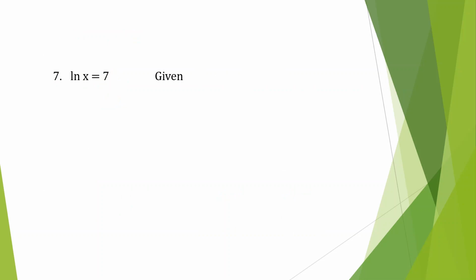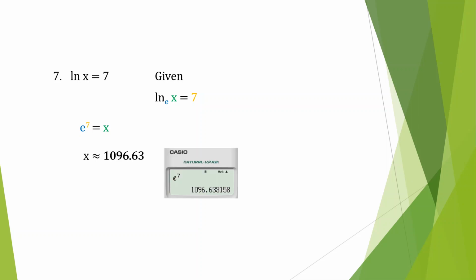Number 7, natural logarithm of x is equal to 7. This is also equal to natural logarithm base e of x is equal to 7. Change this to exponential form. So we will have e raised to 7 is equal to x. And the approximate value of e raised to 7 is 1096.63.